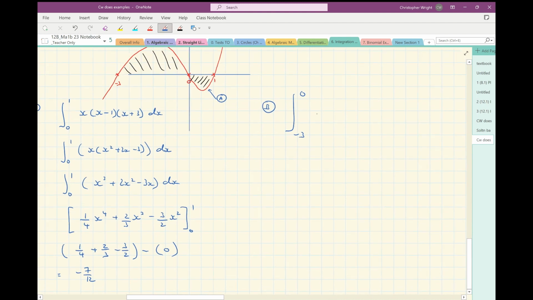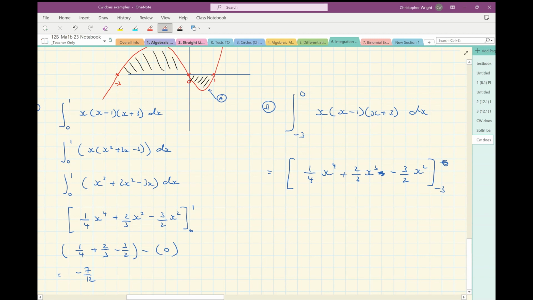And again, I'm evaluating the definite integral of this function. So I've already done a lot of the legwork already. I can simply jump straight to the stage where I've already integrated the function. Just copying this down from the work I've already done. But this time I'm evaluating it between minus 3 and 0.